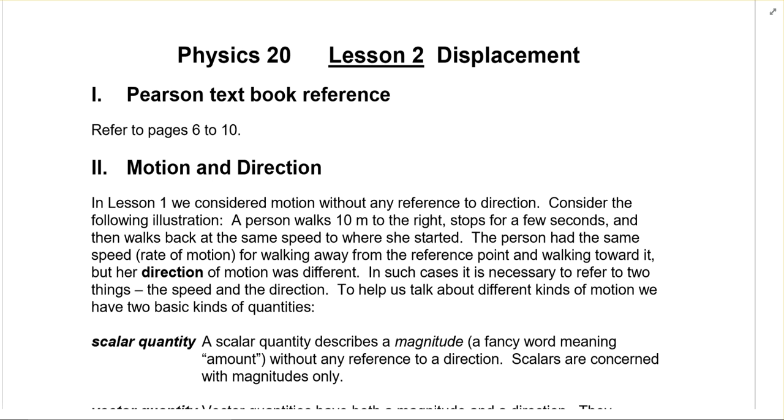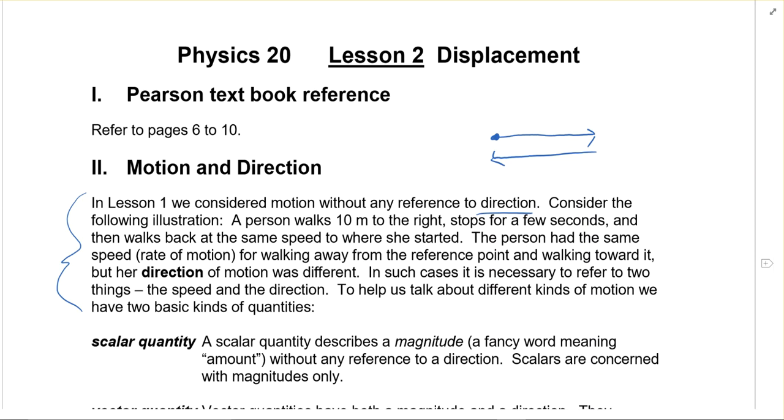So in lesson 1, we talked about motion, but we didn't talk about what direction we were going. In this first paragraph here, I gave an example of that. What I'm really talking about is that if I left from this point and walked this way at 5 kilometers an hour, and then walked back at 5 kilometers an hour, that makes a difference, right? You know from everyday life that we need to talk about direction to make sense of things.